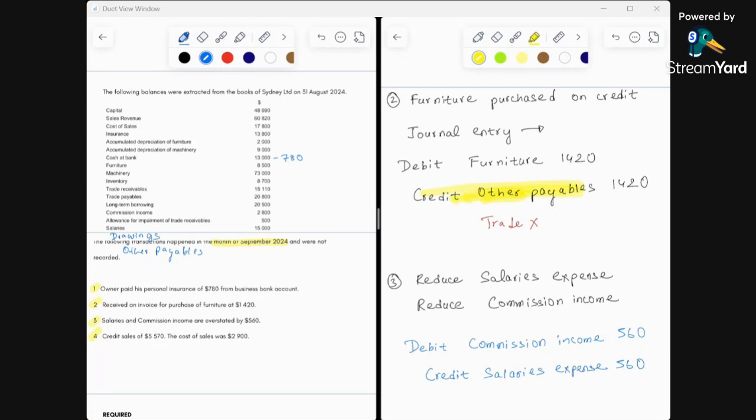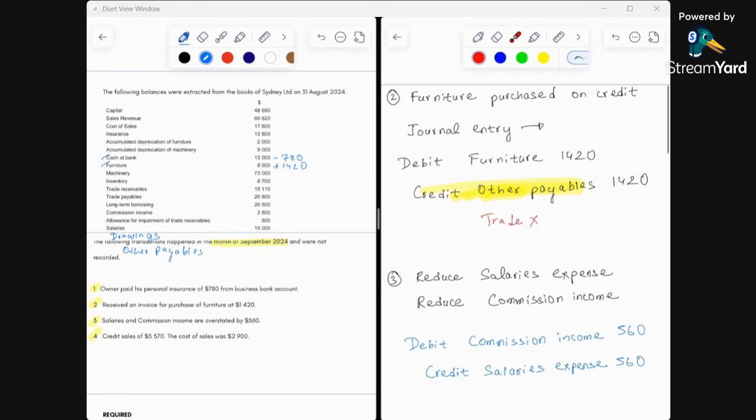All right, so we understand our furniture is increasing by $1,420, which is what we need to add to the original amount for furniture, which was $8,500. So now we will add an additional $1,420, okay? All right. So when we are ready, now we can move to transaction number 3.